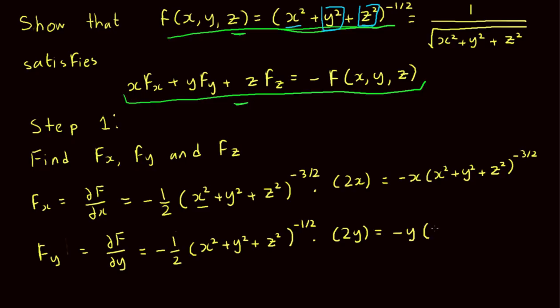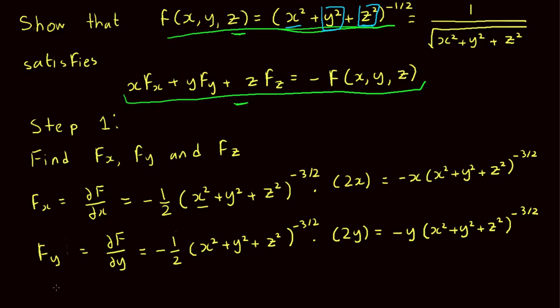Then we have x squared plus y squared plus z squared to the power of negative 3 over 2. Oh yeah, by the way, I forgot, my apologies. This is supposed to be a negative 3 over 2, not a 1 over 2. So let me go back and correct it. So it's negative 3 over 2.